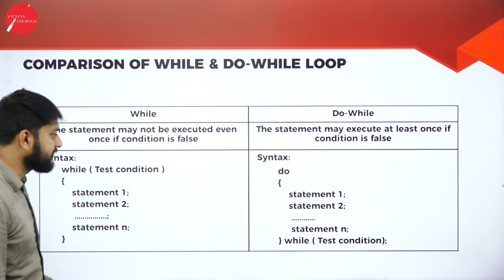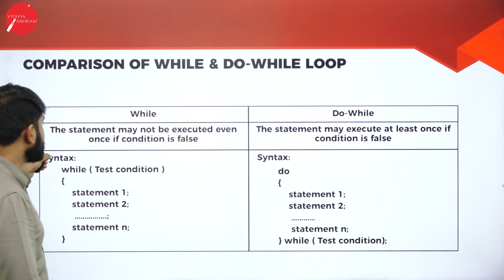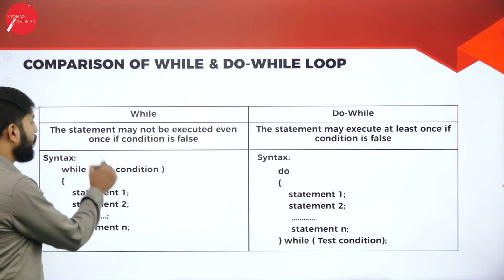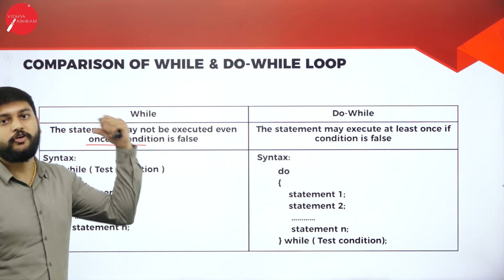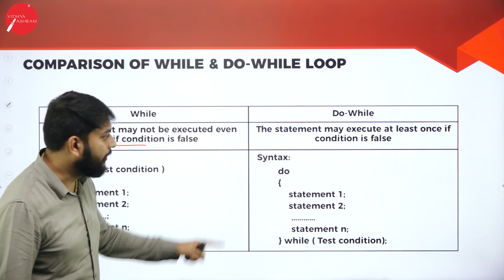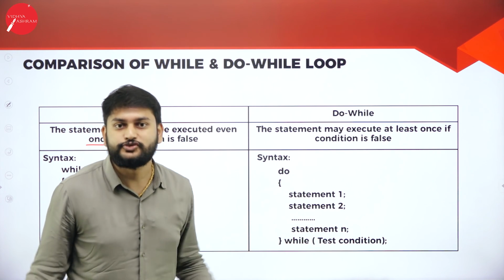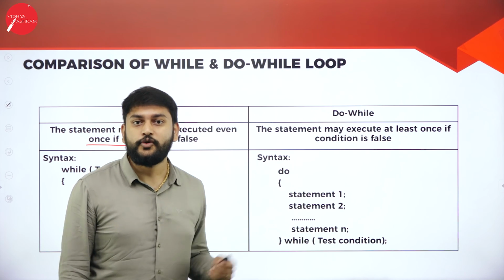This is the syntax we have already discussed, for both while and do while. So guys, the statement may not be executed even once if the condition is false, which we have already discussed. So if the condition fails, while does not execute even once, but do while does not work that way; even if the condition fails, it executes at least once. This is what you need to understand with respect to while and do while.